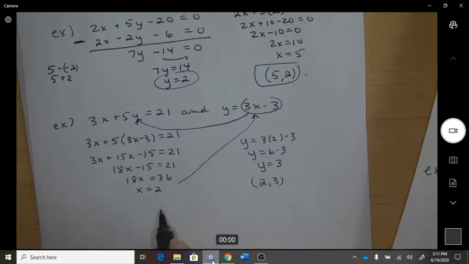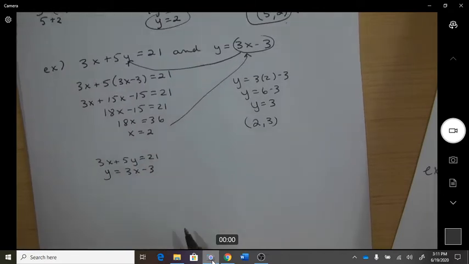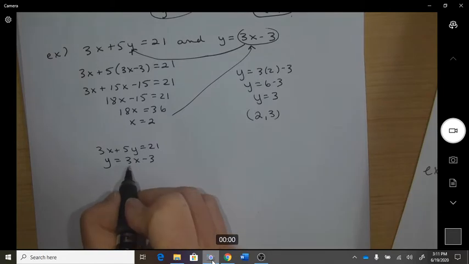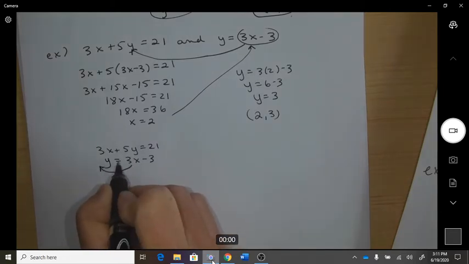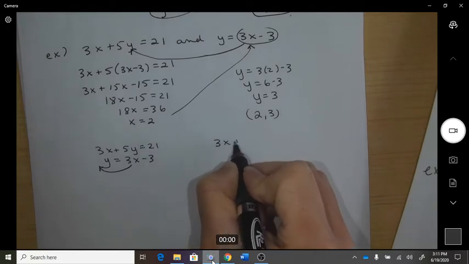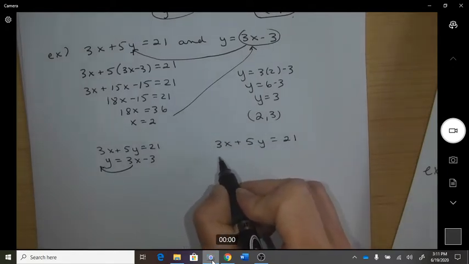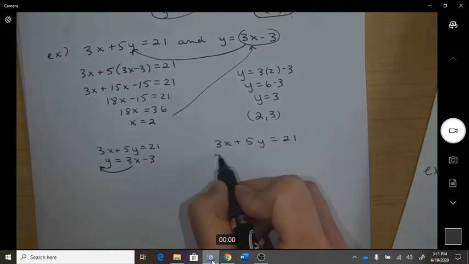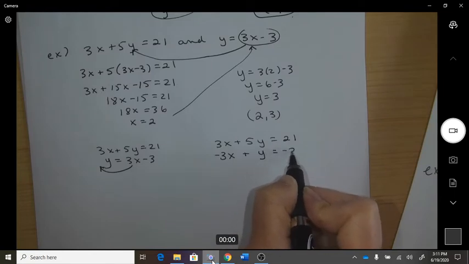Okay, now I'm going to show you how to do this with elimination. So we have to line things up on top of each other. So I'm going to move the x to this side of the equal sign. So 3x plus 5y equals 21. So if I move the x to the left, it would be negative 3x plus y equals negative 3.